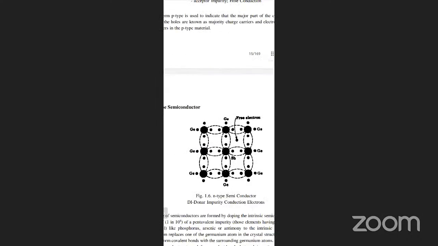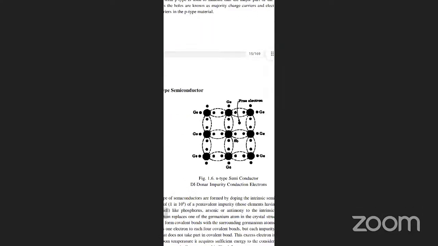Okay, and also one thing you have to remember here: the majority charge carriers available in the p-type semiconductor material are positive holes, and the minority charge carriers available in this p-type semiconductor are negative electrons. Next, this is a structure.